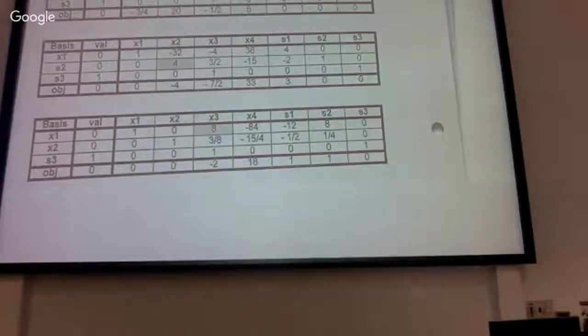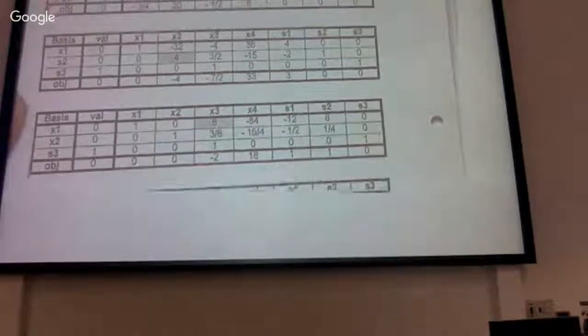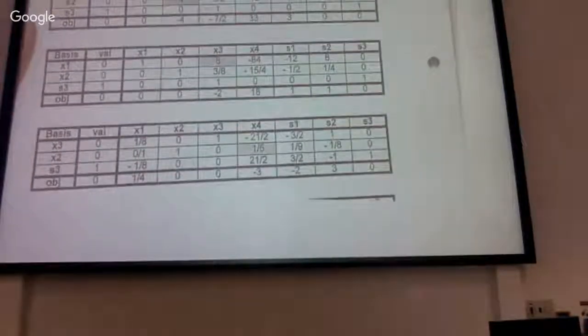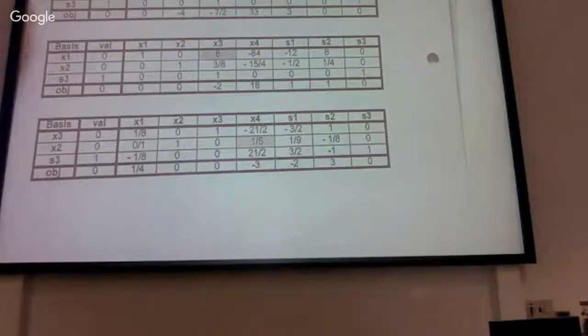Now we've got ratios 0, 0, and 1, so we could pick either X1 or X2 to leave the basis, but as I said, I'll go for the topmost one. There's a tie. So I take X1 to leave the basis, and maybe I'm wrong, but nothing tells me I'm wrong, really. I get the next tableau, it looks like this.